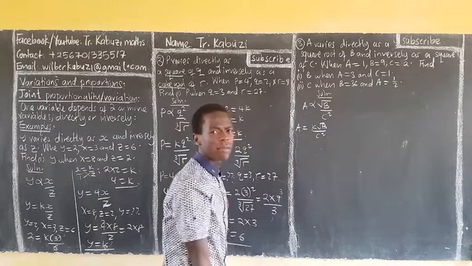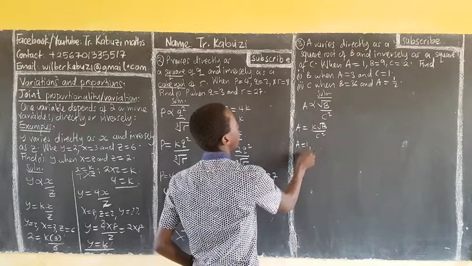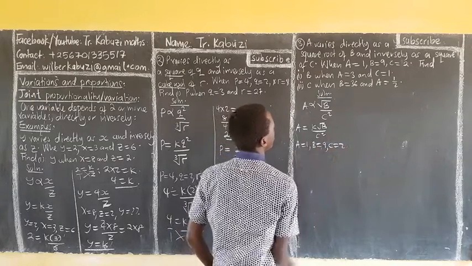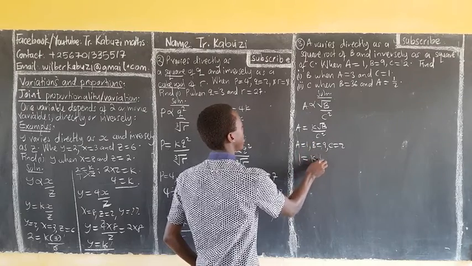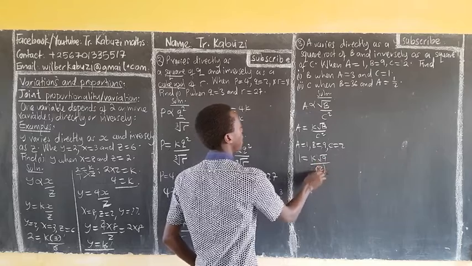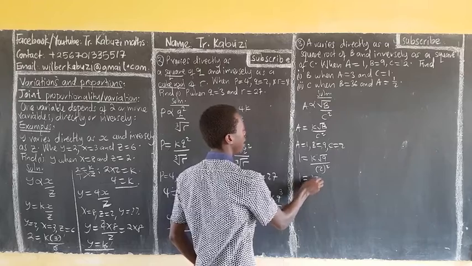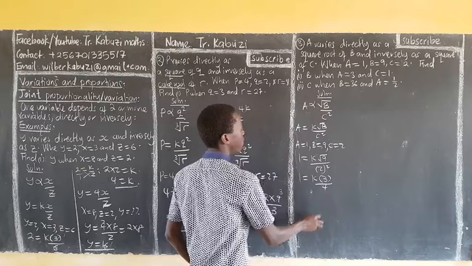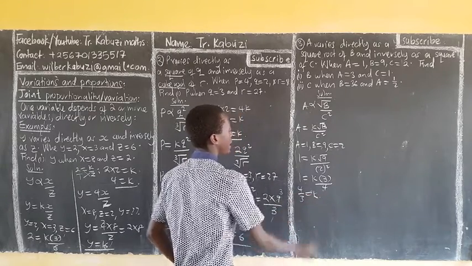Now I want to get the value of k. The idea is the same. So they are saying when a is 1, b is 9, and c is 2. We just substitute. A is 1 equaling k times the square root of b, which is 9, over c, which is 2, but it's squared. So the square root of 9 is 3. Then when you square 2, you get 4. So this will be 4 over 3 equaling k.